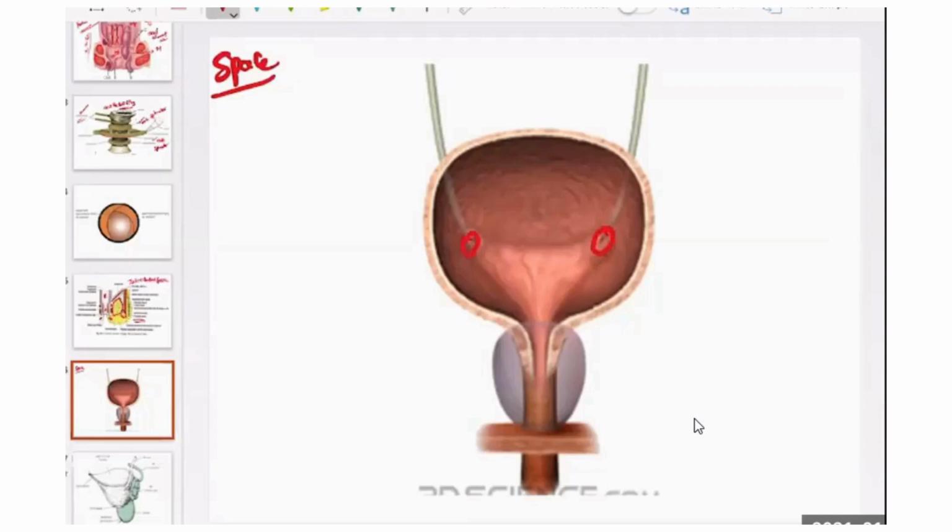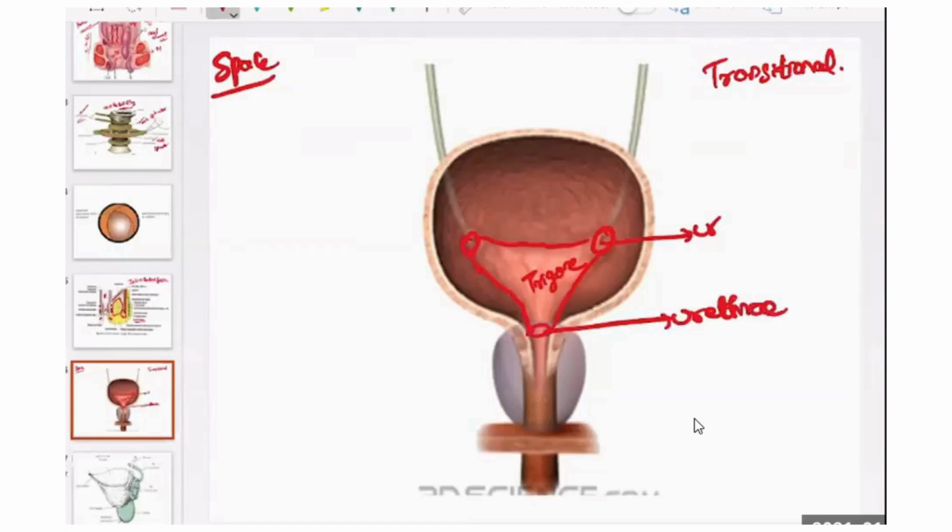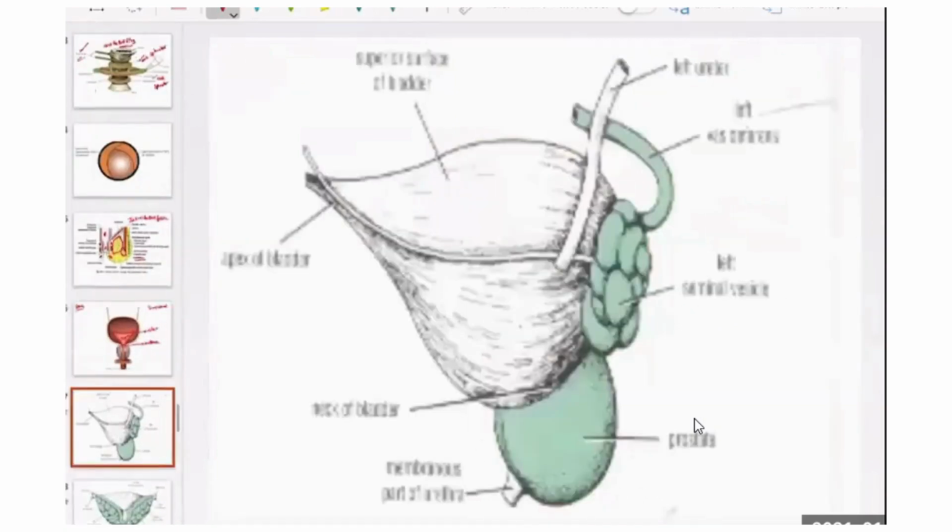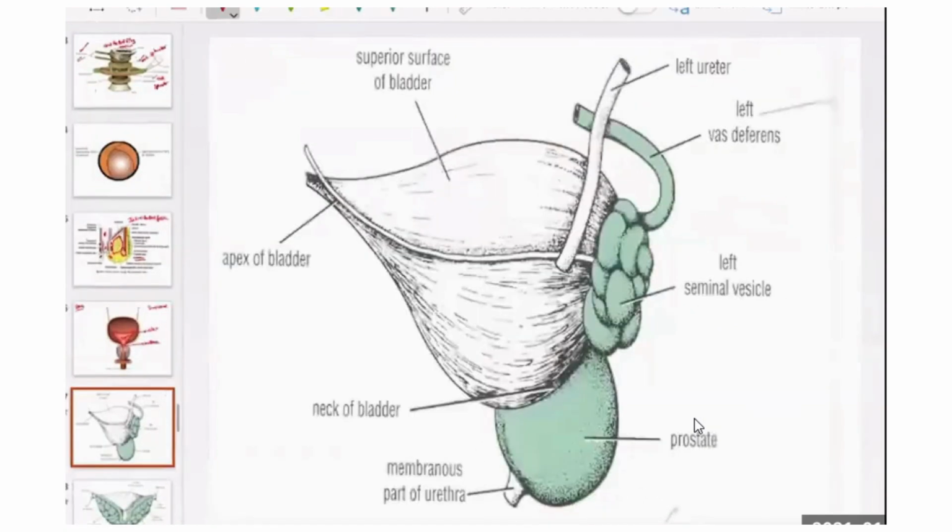Now you see, you get the opening of the ureter inside, right? It is a muscular organ and lined by transitional epithelium. This area of the bladder inside we call the trigone, where the two ureters open and the urethra commences. This triangular interval is called the trigone of the bladder.